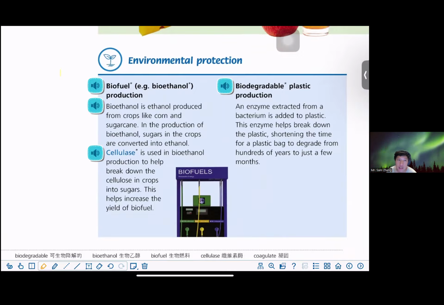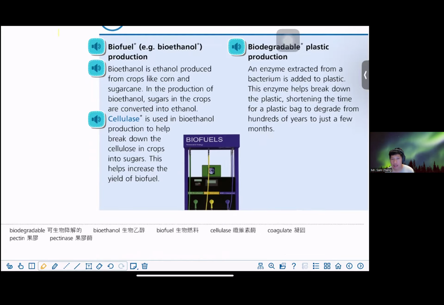Now, most of the bioethanol is actually a type of ethanol produced from crops, such as sugar cane or corn. In this case, the enzymes will be added in the process when we are making the bioethanol. The biofuels mainly use the bioethanol as the fuel. So once we add the enzymes, the yield, or the production of the bioethanol, will be increased.